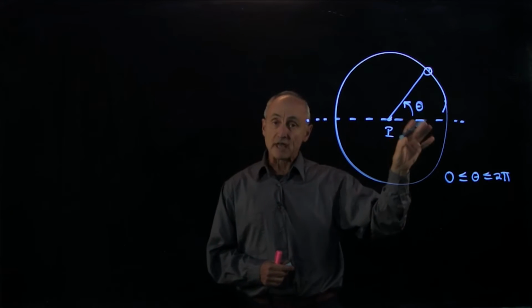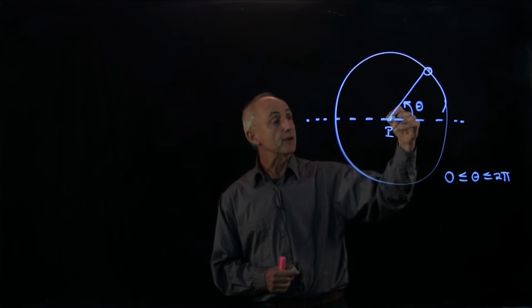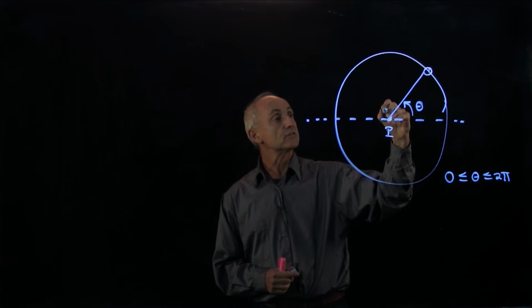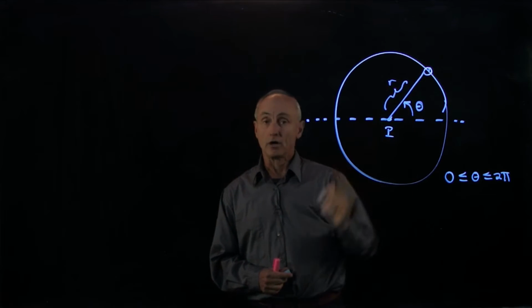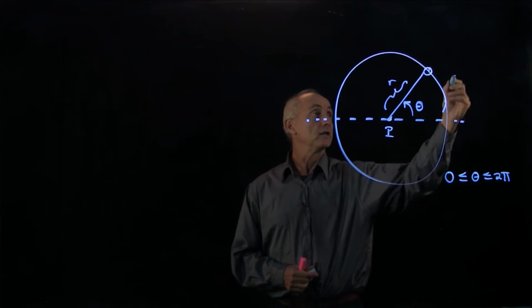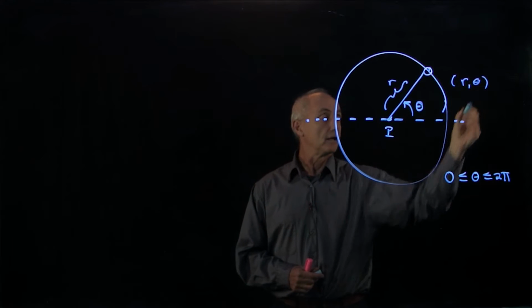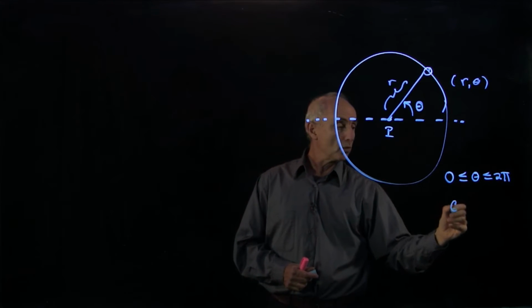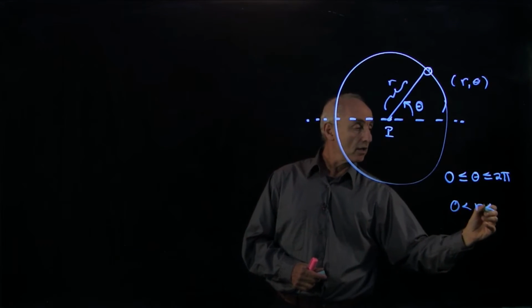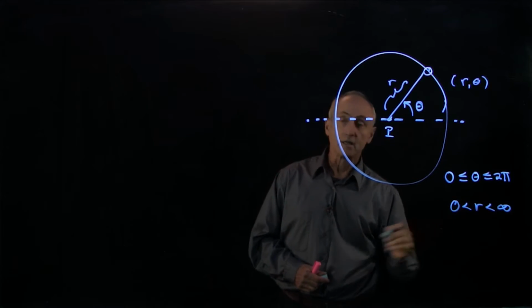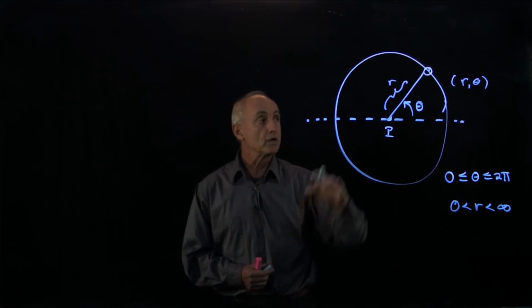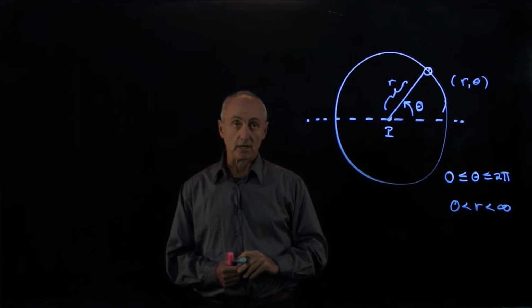Along with the reference angle, we have a distance from the central point, and that distance we'll refer to as r. So the coordinates of our point are r and theta. Now the variable r is always greater than 0 and can go to infinity. So this is our polar coordinate system.